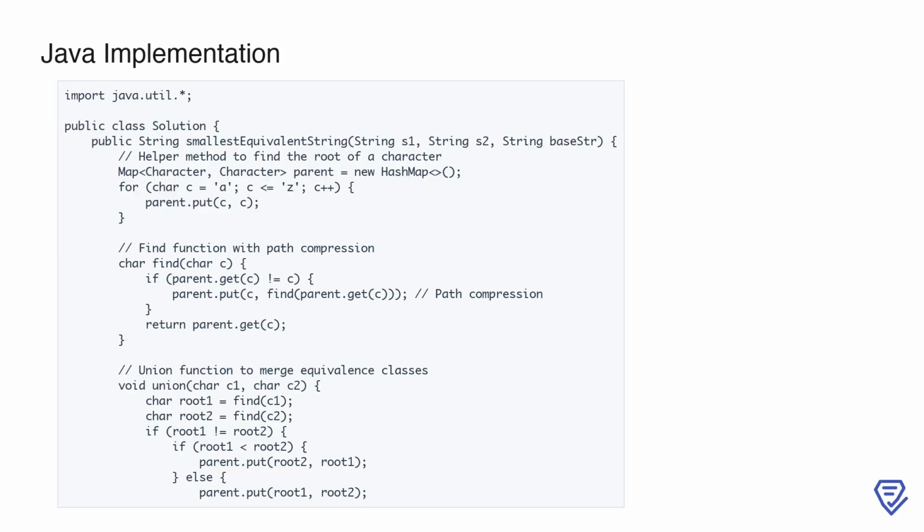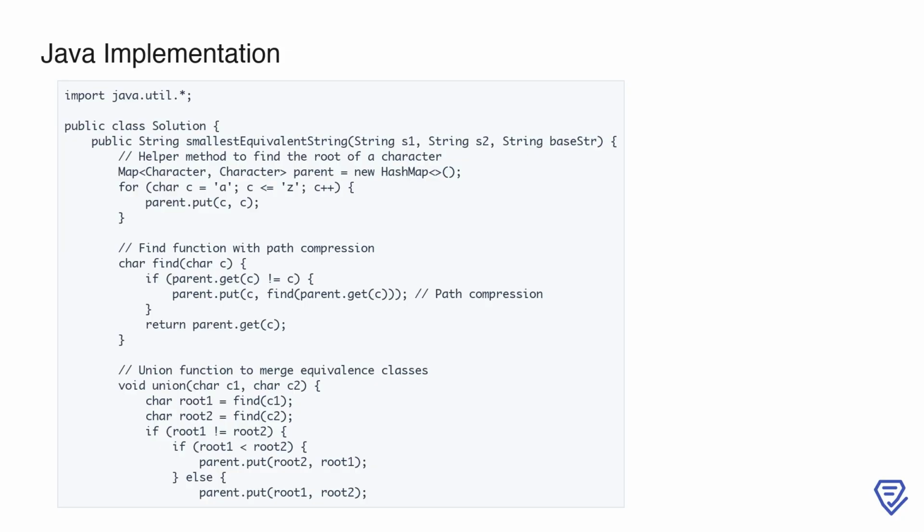Next, we define a helper method called find which uses path compression to efficiently determine the root parent of a given character. The path compression step ensures that during repeated lookups, the parent pointers are updated directly to the root, optimizing future queries. Additionally, we define a union method that merges two equivalence classes by connecting their root parents. To maintain lexicographical order, we ensure that the smaller character becomes the parent of the larger one whenever two classes are merged.